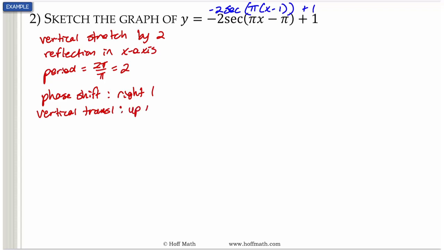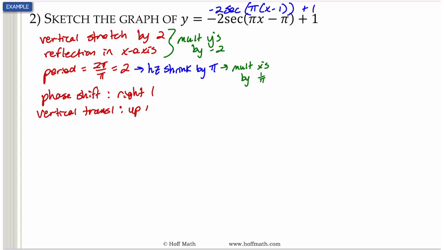For the vertical stretch and the reflection in the x-axis, it basically means we're going to multiply the y's by negative 2. Now the period being 2 is essentially a horizontal shrink by pi. That's kind of wonky. What this means is that we are going to multiply the x's by 1 over pi. It seems like it's going to be confusing, but it's actually going to be a little easier when we get there. Phase shift right 1 means we're going to add 1 to the x's because a phase shift affects it horizontally. And vertical translation up 1 means we're going to add 1 to the y's.